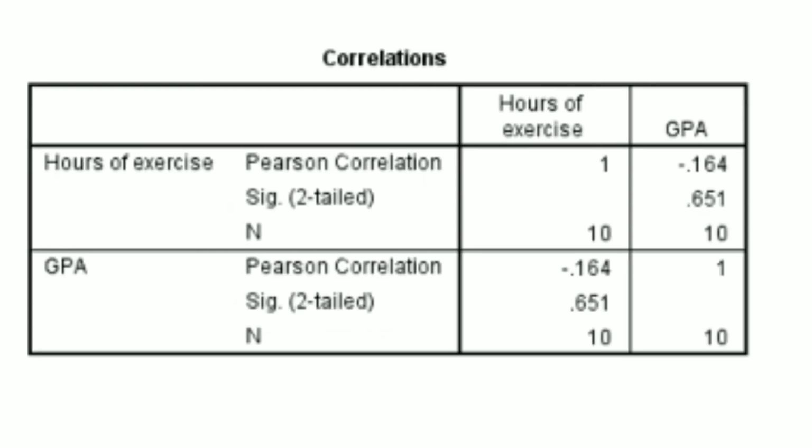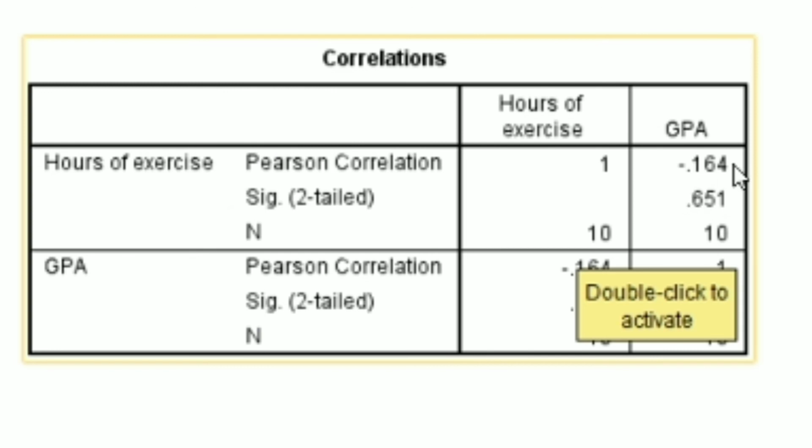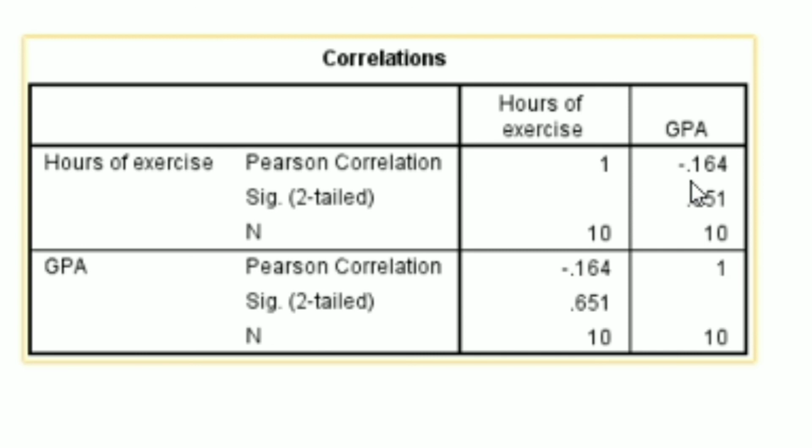Here is now the result of the analysis. As we can see in the value, that is negative 0.164, so there is a possible negative correlation between the hours of exercise and the GPA.